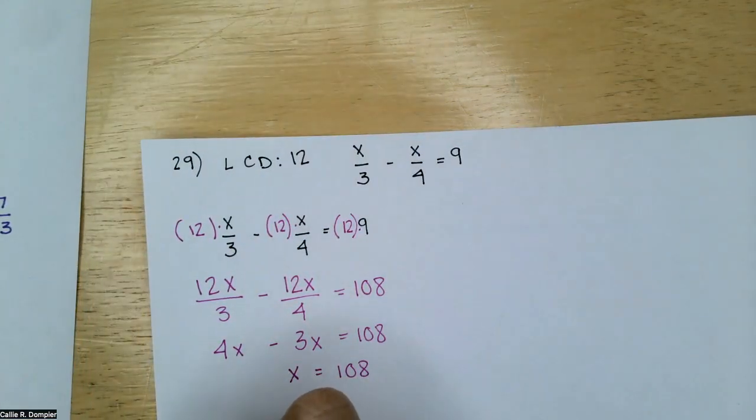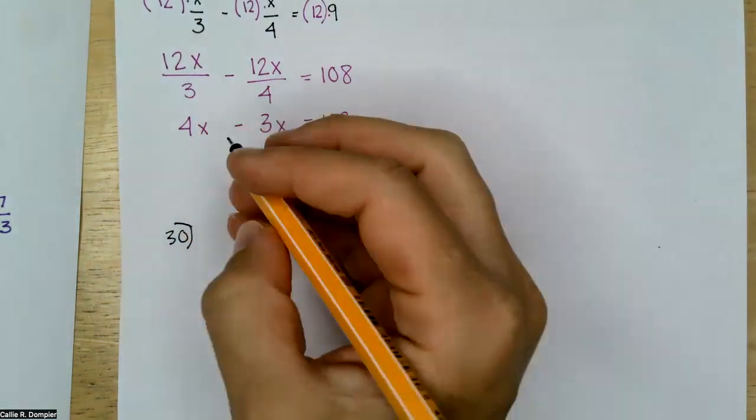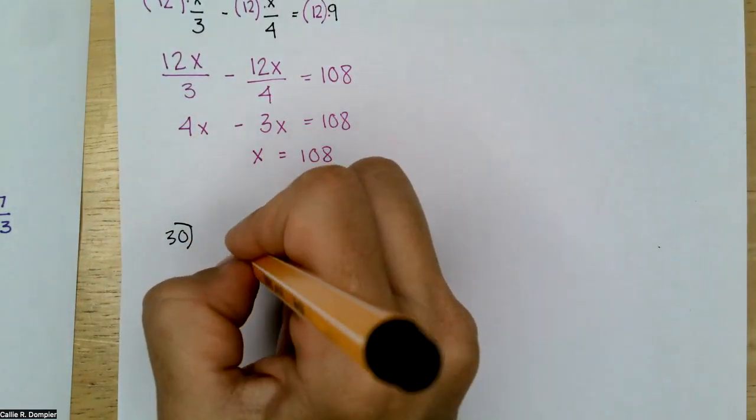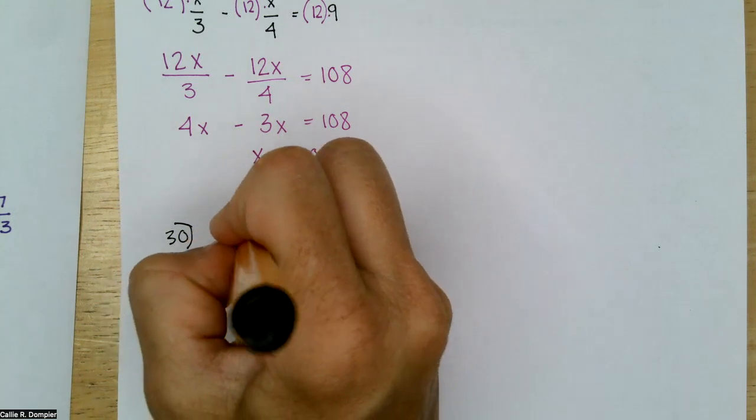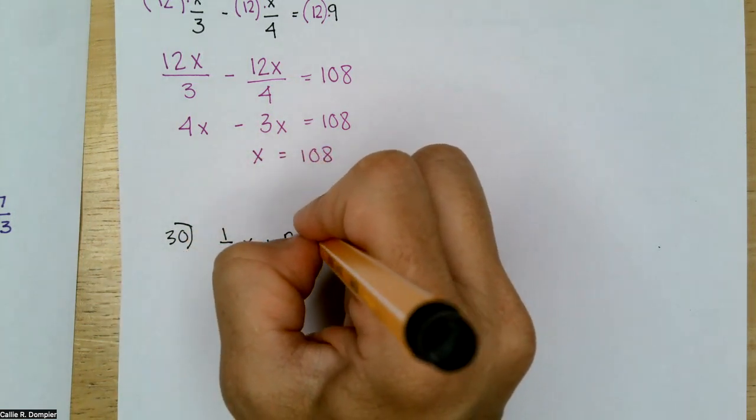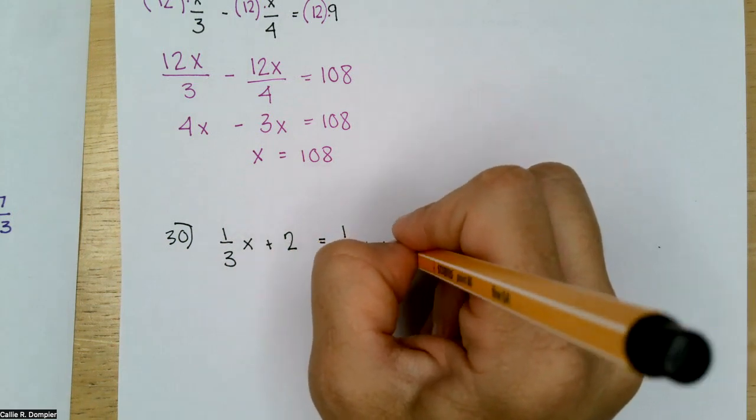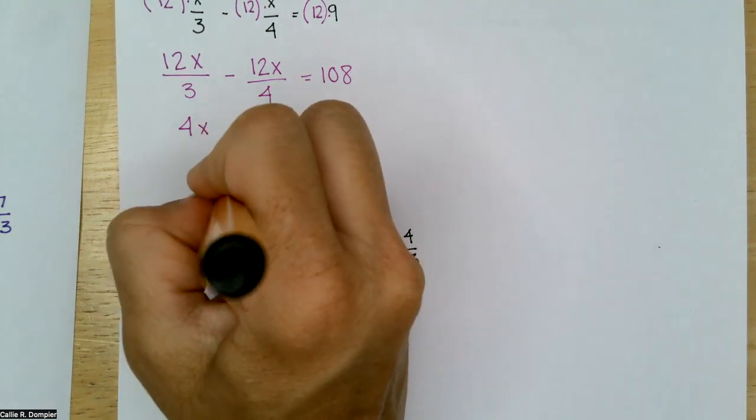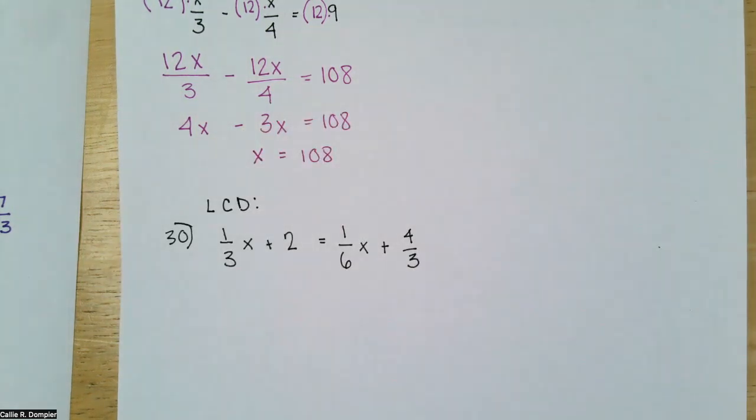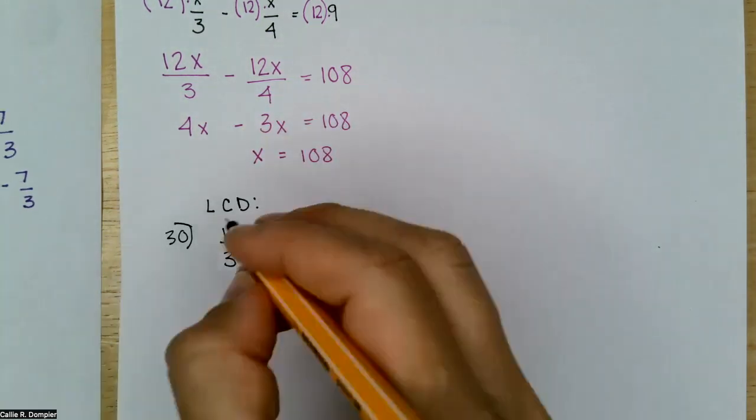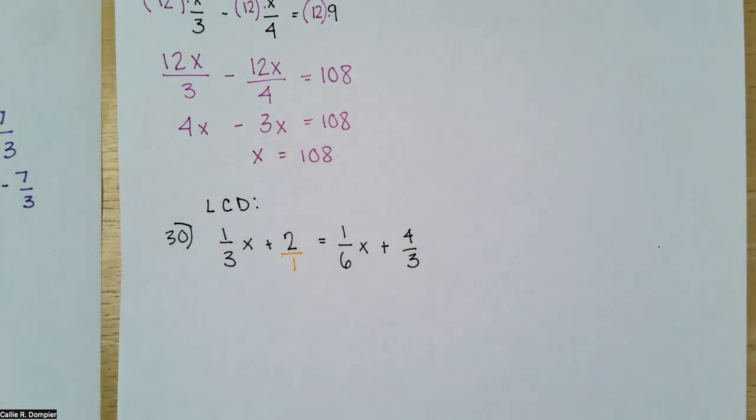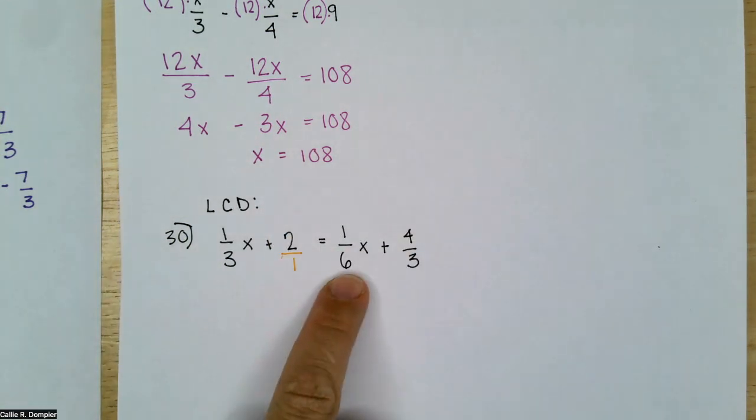30, one more fraction, okay? 30, they're asking us 1/3 x plus 2 equals 1/6 x plus 4/3. And what is our least common denominator? Okay, so we have 3. If you want to turn that into a fraction, it would just be over 1, right? We don't need to worry about it. 3, 1, 6, and 3.